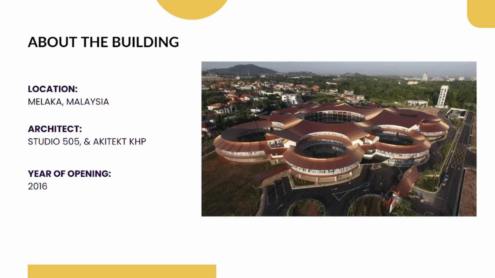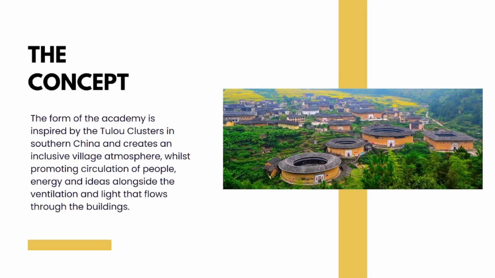Starting with some information about the building, it is located in Malacca, Malaysia, and the architects are Studio 505 and architect KHB, and the year of opening was 2016. The concept and the form of the academy is inspired by the Tolo clusters in southern China, and it creates an inclusive village atmosphere while promoting circulation for people, energy, and ideas, alongside ventilation and light that flows through the building.